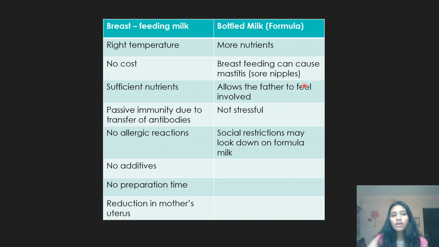Okay, and one disadvantage of breastfeeding milk is mastitis. I'm not really sure how you pronounce this. So basically, it is when the nipples of the mother become sore because of breastfeeding. Breastfeeding is when the baby sucks the nipples of the mother, right? And when this happens, the nipples may become sore. Okay, and that is what this condition is. So to prevent the mother from feeling pain or whatever, bottled milk can help.